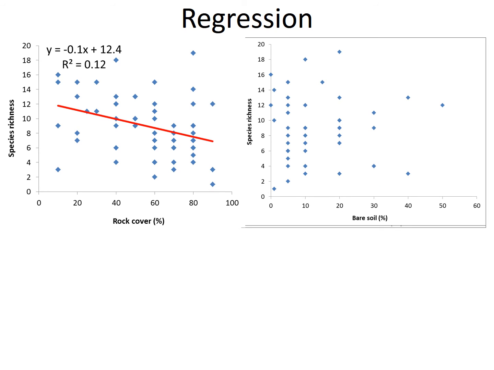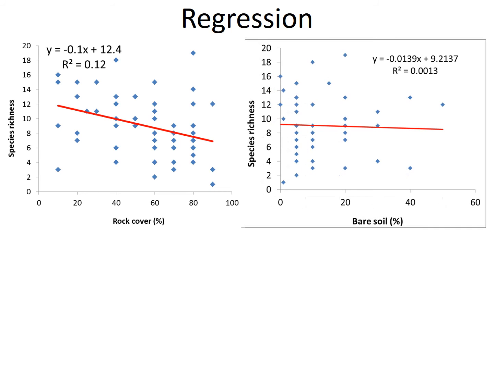Okay, so just to give you another example, there's the first example of species richness versus rock cover, and a second example of species richness versus bare soil. The second example, when we fit our regression line, that's what we see. You also see that our R squared value is lower. So bare soil is not a particularly good predictor of species richness. Indeed, rock cover is a better predictor. You see we have a weaker slope also, so the relationship is less strong.